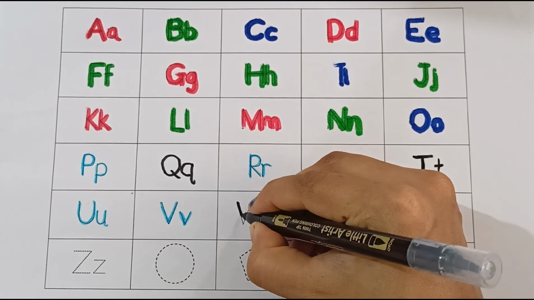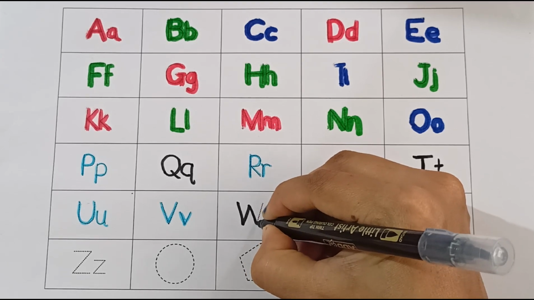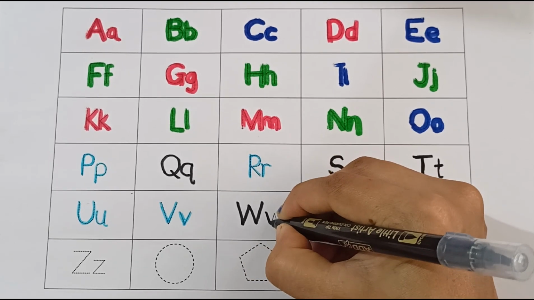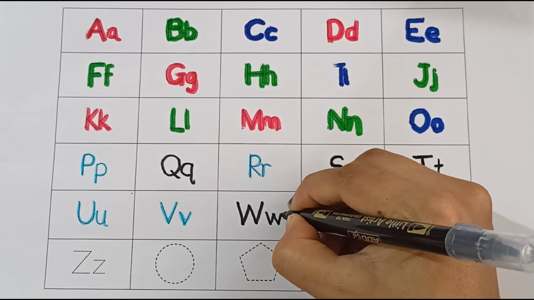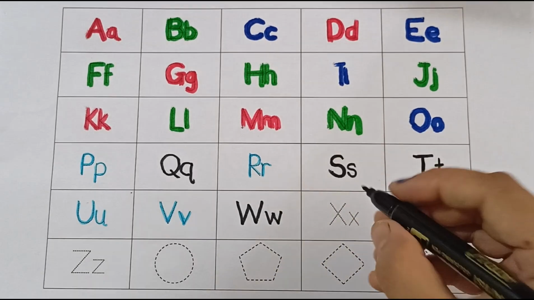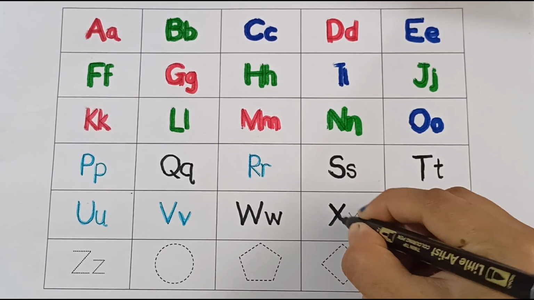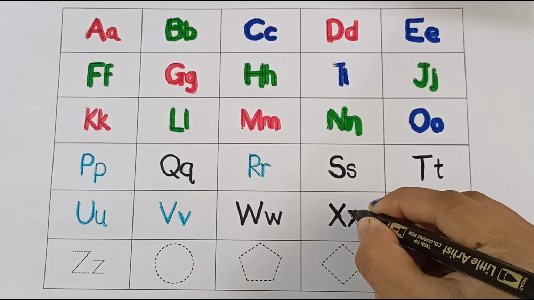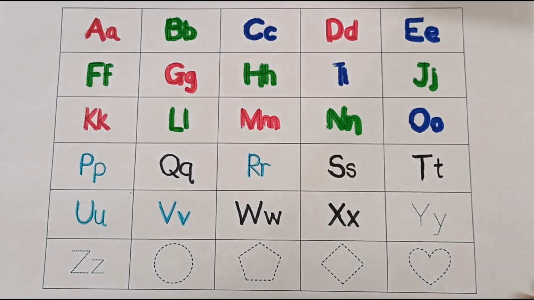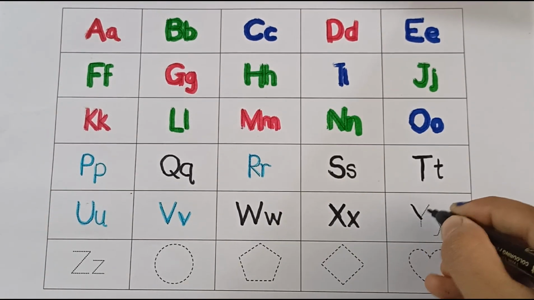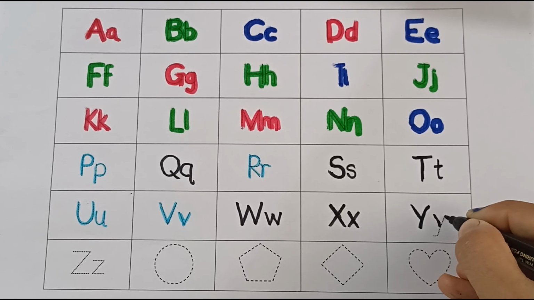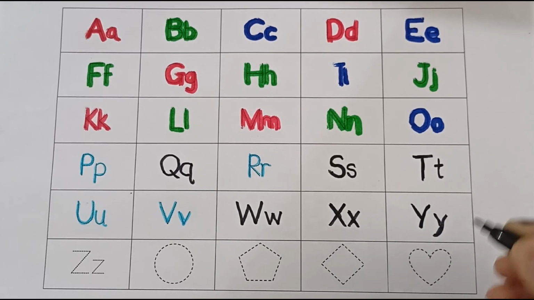This is W. W for watermelon. This is small w. Small letter. W for watermelon. This is X. Capital X. X for Xmas. Small x. X for Xmas. This is capital Y. Y for yo-yo. This is small y. Y for yo-yo.